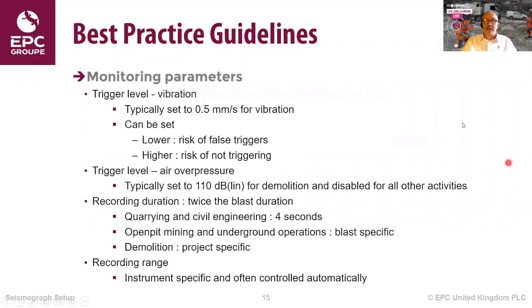So here are the monitoring parameters. The most important one is typically the trigger level. At what vibration level will the seismograph say, there's an event, I'm going to record it? Typically, we will set this to 0.5 millimeters per second because that's the level of human perception. I would recommend to anybody, set it to half a millimeter per second and leave it there.